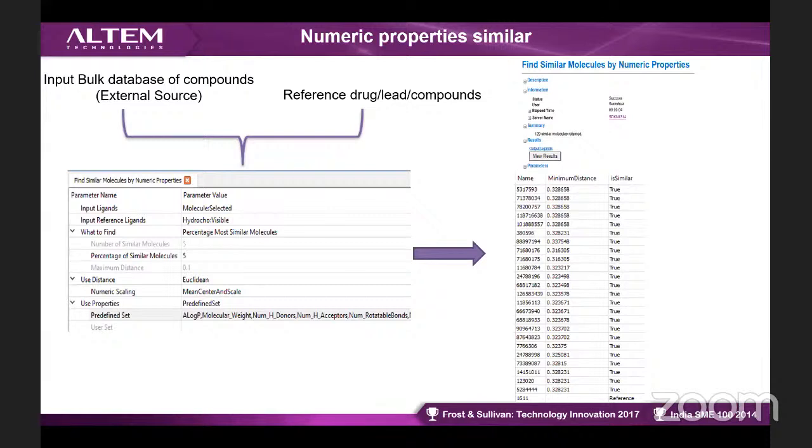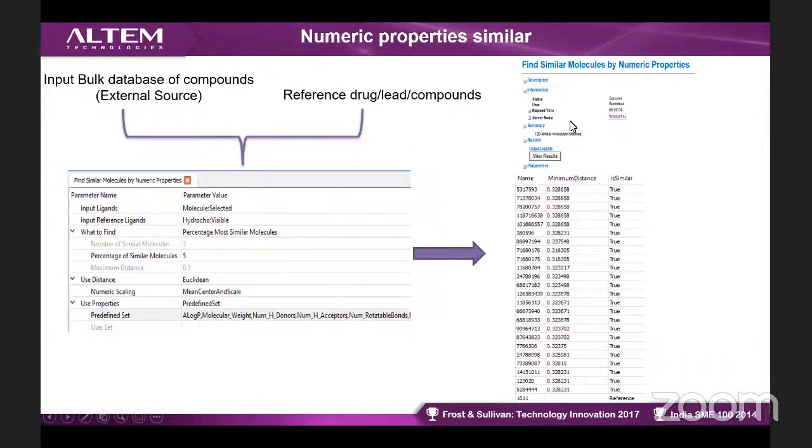It will ask for the percentage of most similar molecules; you can decide the percentage. And using a distance, whichever distance you want, Euclidean or Manhattan, you can measure that distance. And if you want to select user properties, you can give that option also. Once you select, just click and run; we call this a protocol. Once you run the protocol, you get your results like this.